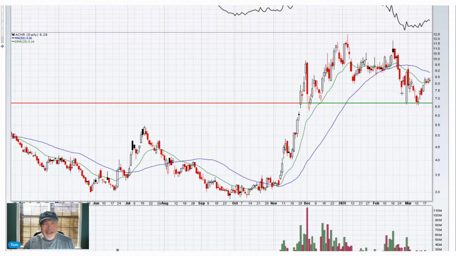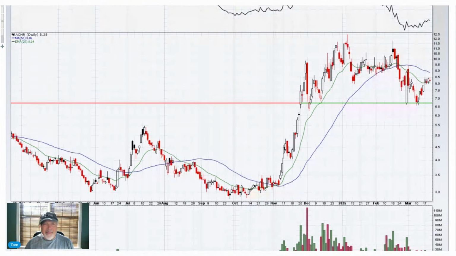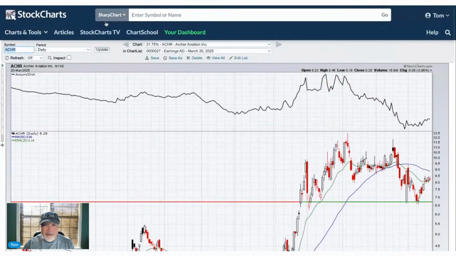Earnings came out and the stock gapped down and opened, it looks like somewhere around 6.75. And that day closed all the way up near 9. So that difference from 6.75 to almost 9, that's your 31.75% that is included right there in the name of the chart. So you can quickly see which ones are great.